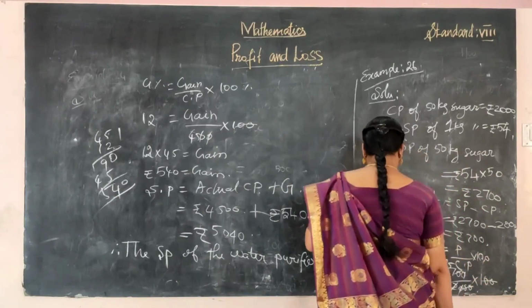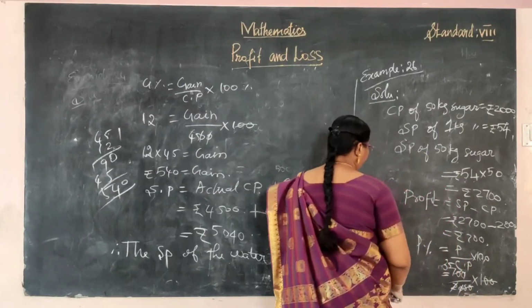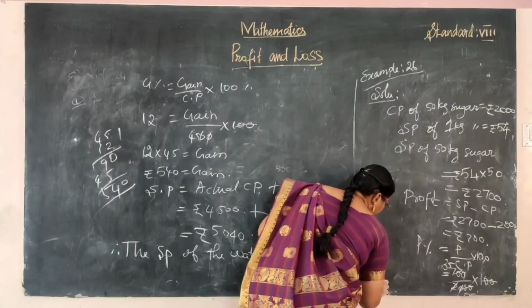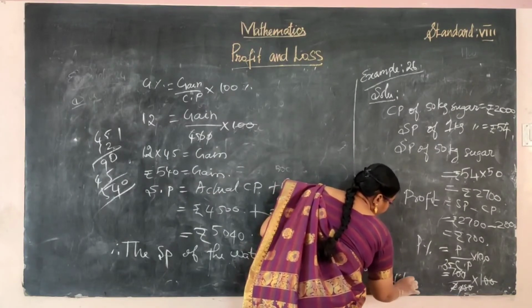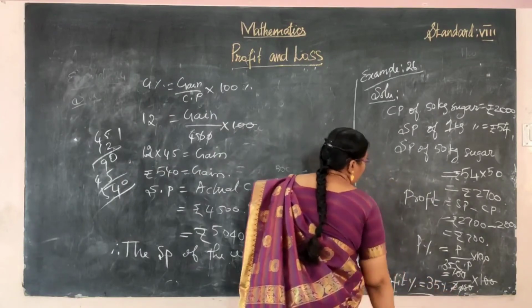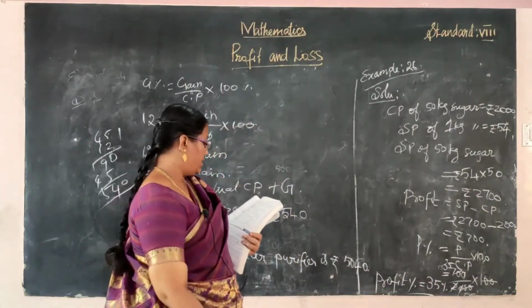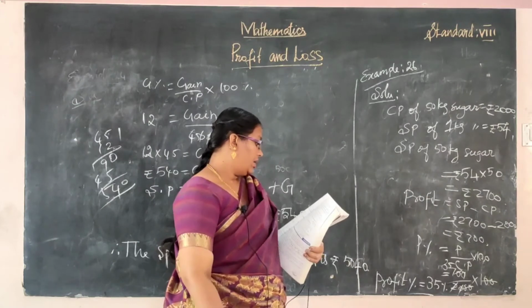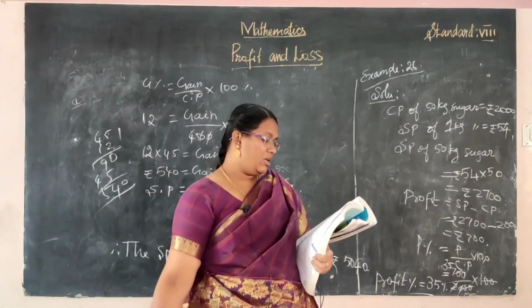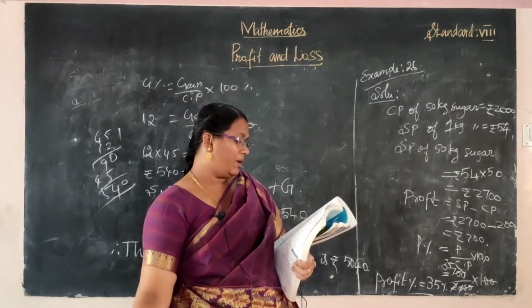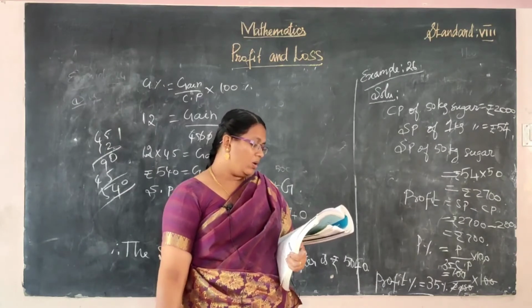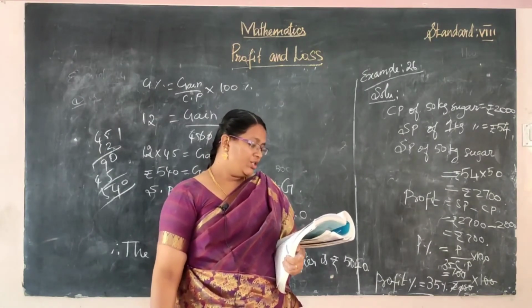So profit percentage is equal to 35%. That's all. Okay, right. And next one, example 27. A shopkeeper makes a loss equal to the selling price of 4 kg apples by selling 50 kg of apples. What is the loss percentage for the shopkeeper?